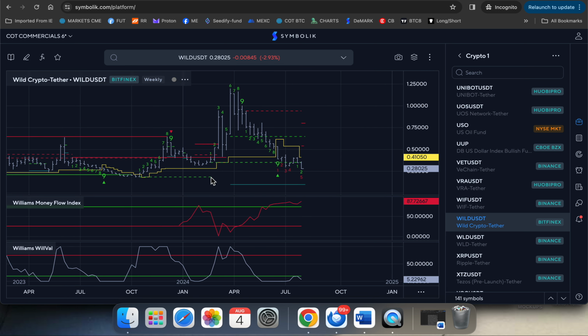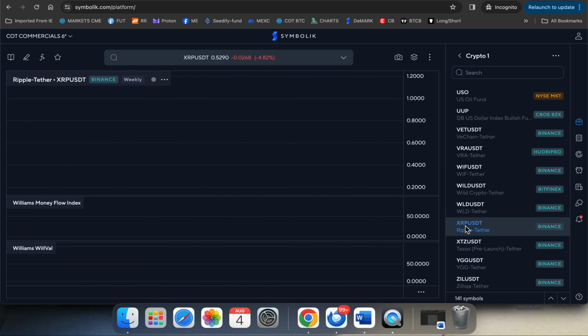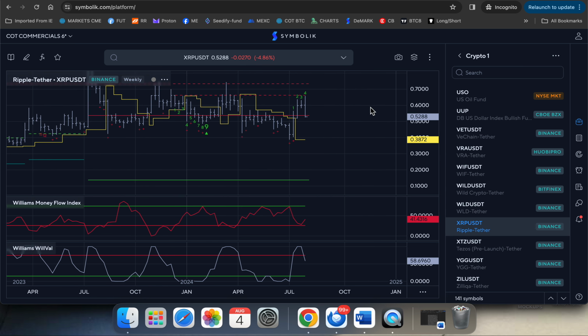Wild. Wilder World. Probably bid 18 and a half. Might bid 9 or 10 cents. Somewhere in there. XRP. That's kind of boring. As long as it holds this 38, 39 cent zone, it'd probably be all right. Could even throw a 26, 27 cents. Worst case scenario, 13, 14 cents.